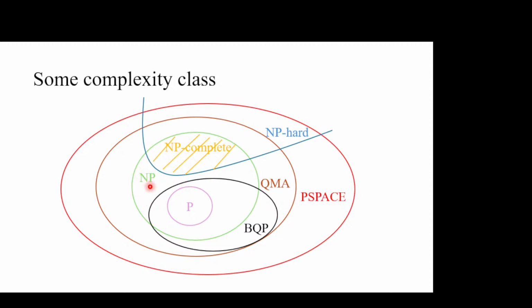We think maybe something in NP is not solved by BQP, and something in BQP is not solved by NP, but we don't really know. QMA is larger than BQP and NP, and PSPACE contains everything. I think that'll be the last slide.